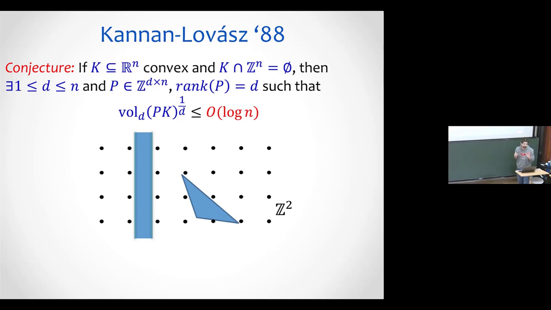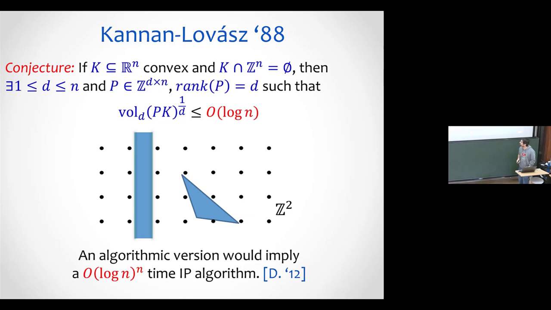So depending on the body, different dimensions of projections might be needed. And the key thing is that these are integer projections. As I said, the focus of this talk is to explain why this is meaningful, and how you could possibly use this for IP. In particular, a suitably algorithmic version of this would imply a log n to the n time algorithm for IP, which is certainly better than n to the n. It's not quite 2 to the order n, which I admit I have no clue how to get to. Log n to the n is something you could hope for, at least directly from these approaches.